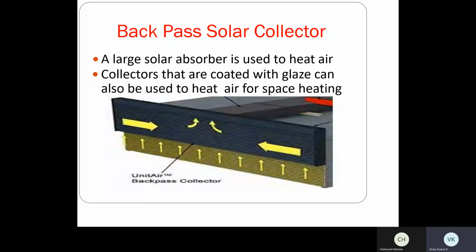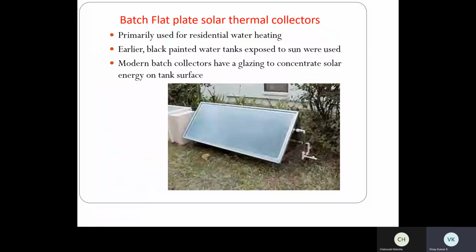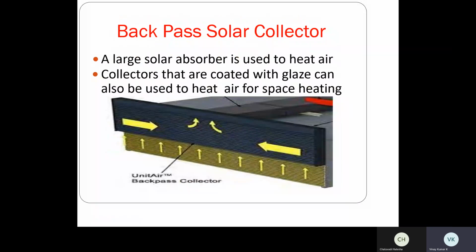The design is simple and they often weigh less than liquid based collectors because they don't have pressurized piping. In this kind of situation, there will be no pressurized piping, so it is simple and its weight is less compared to liquid based collectors. And air-based collectors don't have any freezing or boiling problems. In these systems, a large solar absorber is used to heat the air. This is the large solar absorber, used as the absorbing element.